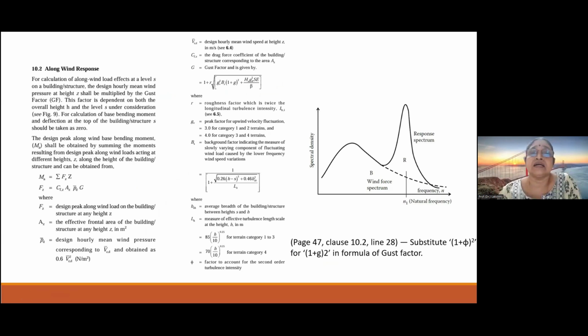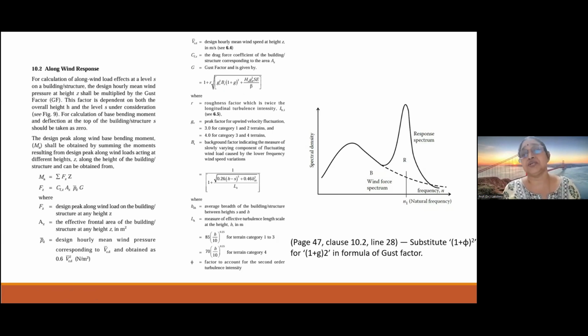Now, like this equation to find out the gust factor, it has two components. The first component inside the square root is basically having a factor called BS also, and GV, that is the peak factor of upwind velocity fluctuation. And for terrain category 1 and 2, you can take a value of 3, and for 3 and 4, they say that a value of 4 can be taken. And R is nothing but twice the turbulence intensity.